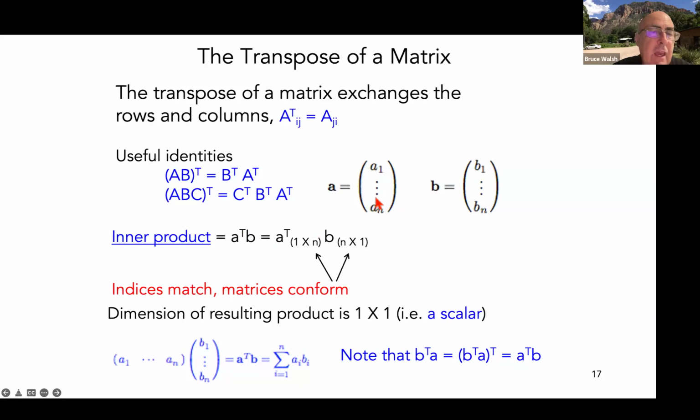So if A is a column vector, its transpose is a row vector. Does this operation make sense? Well, if A is n rows and one column, A transpose is one row and n columns. Inner subscripts match, so I can multiply them. Outer subscripts tell me I get a one by one element, a scalar. So A transpose B is simply the sum of A_i times B_i.